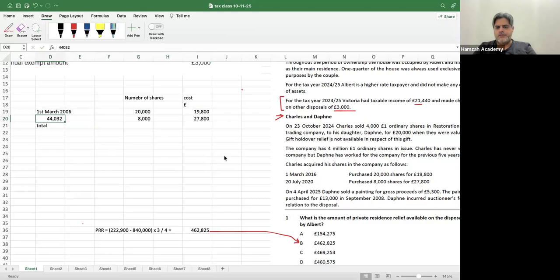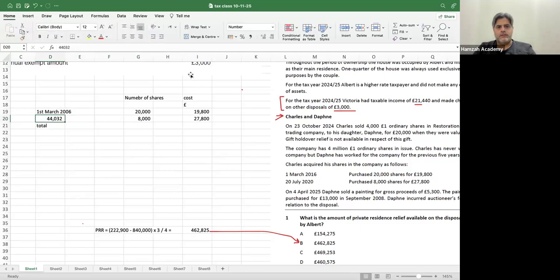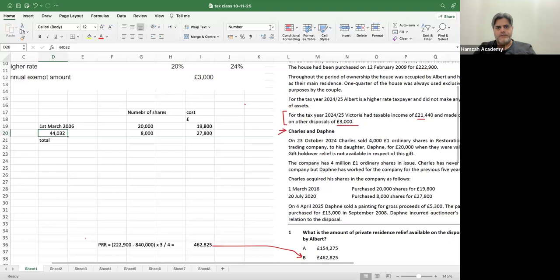So why is it written as 4402? He purchased on 20th July. Why is it writing like this? Weird, huh? Okay.